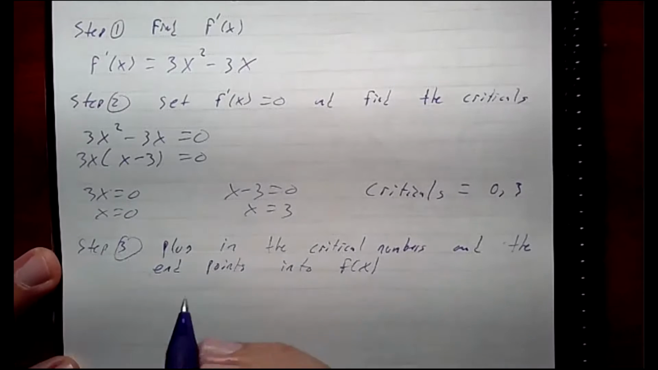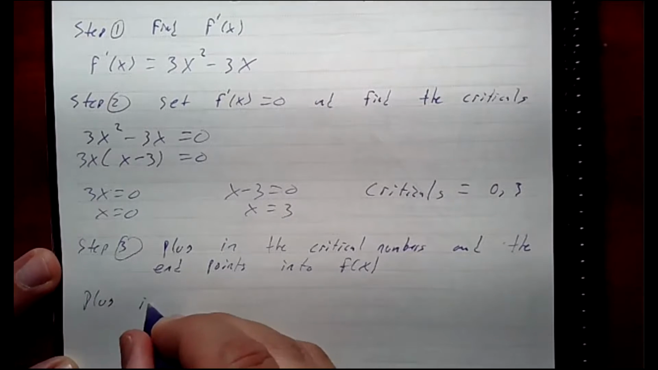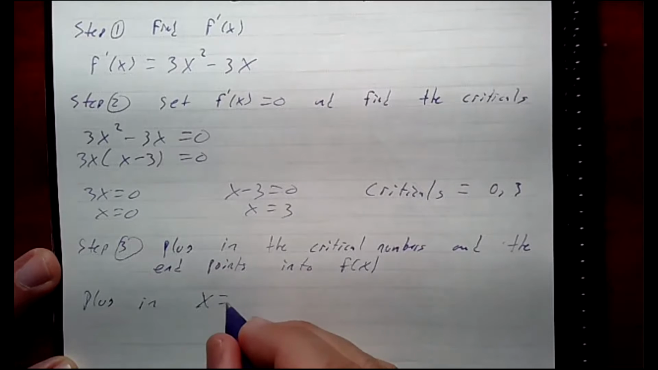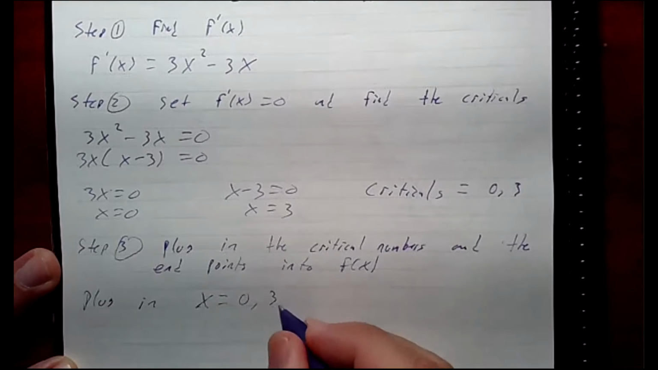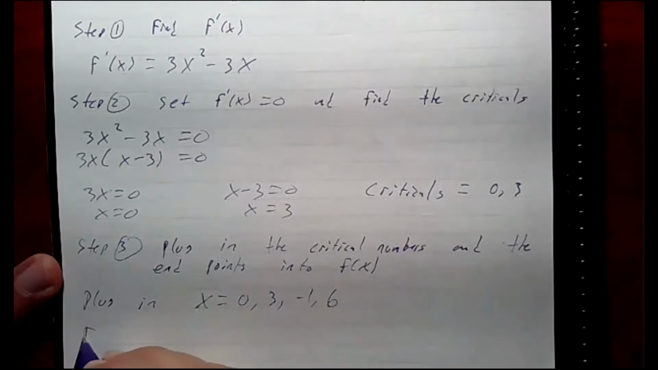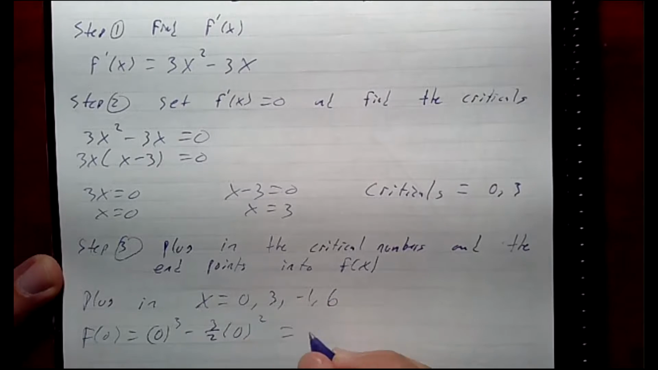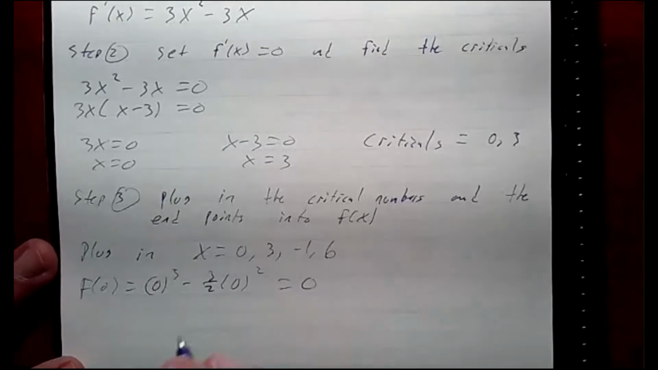Okay, so the numbers we're going to plug in: x equals 0, 3, -1, 6. So f of 0 is equal to 0 cubed minus 3/2 times 0 squared. That's 0.